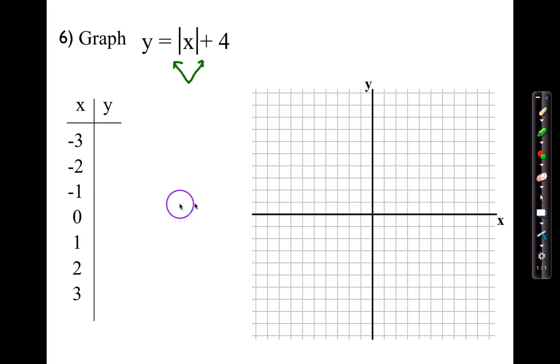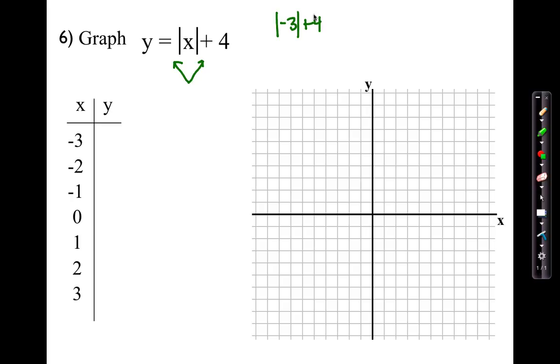So here, let's go ahead and work this out. For the first thing, we're going to take the absolute value of -3 and add 4. The absolute value of a number is always positive because the absolute value represents the distance from 0, and there's no such thing as negative distance.